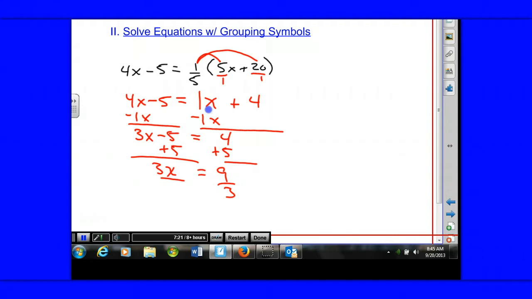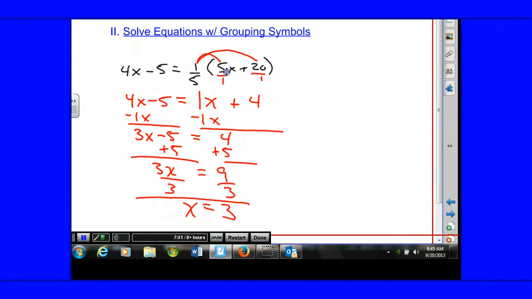And division property of equality, x equals 3. Good. So once again, we could substitute this into the equation. Let's just do it mentally this time. 3 times 4 is 12. 12 minus 5 is 7. So this side is 7.